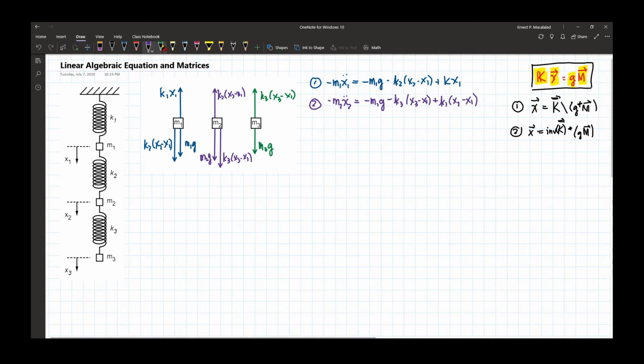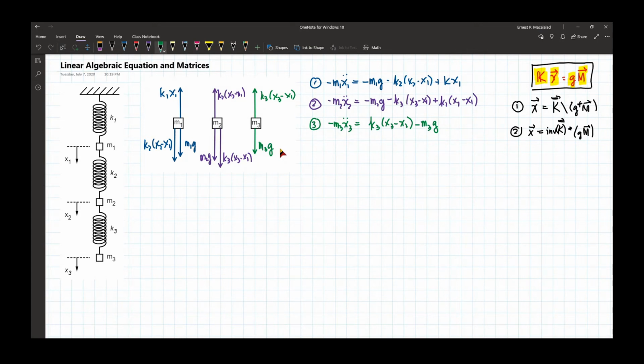Okay, and then lastly, the third equation would be negative m3 x3 double dot. This is equal to k3 (x3 minus x2) minus m3g. Okay, so as I mentioned here, we are going to consider the gravitational force this time.